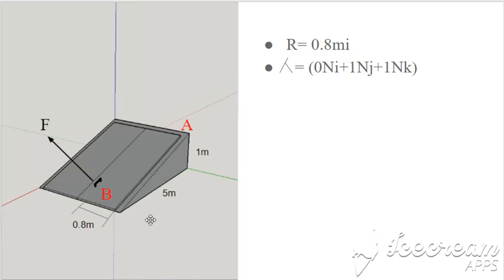Based on the diagram, we can find the lever arm, or R, which is equal to the measurement 0.8 meters I. This is found because it is the distance between the handle where the force is applied and the axis AB, where the rotation is. We can also determine the unit vector of the axis to be 0 I plus 1 J plus 1 K, because the axis AB has a J component and a K component, but not an I component, because it does not move left or right.